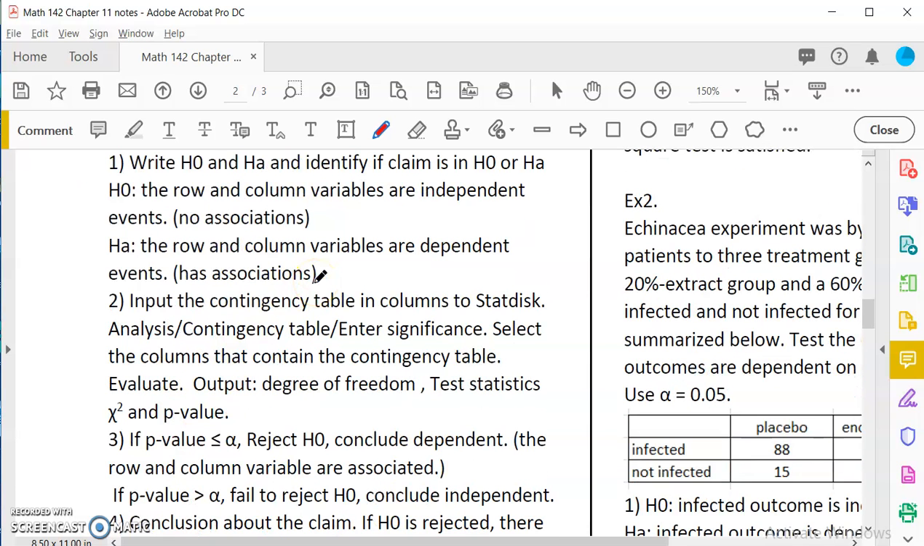So it's a right-tail test. You see that there is no greater than or less than for you to look at. You just have to know that the chi-square test of independence is always a right-tail test.